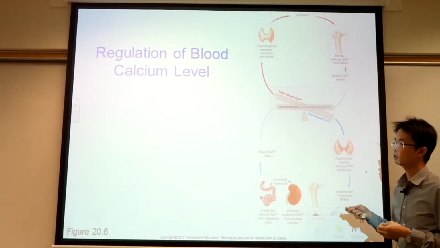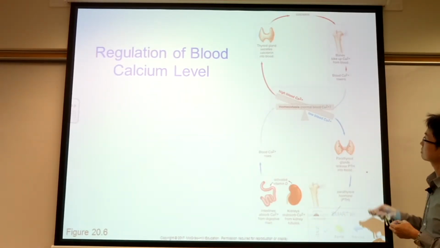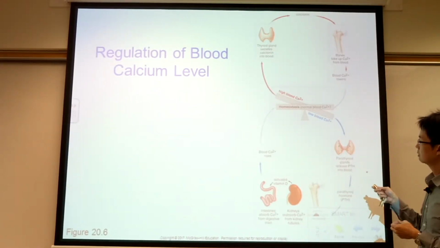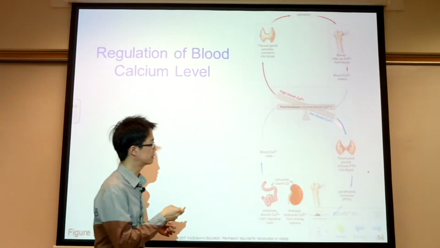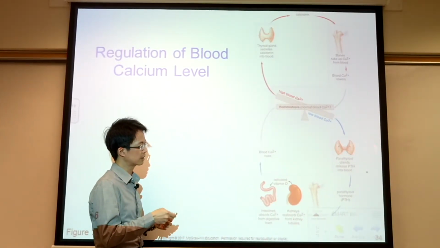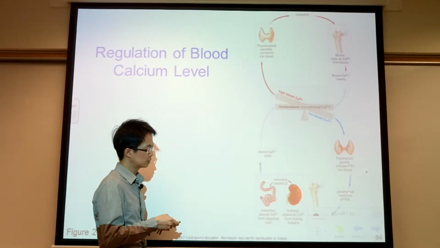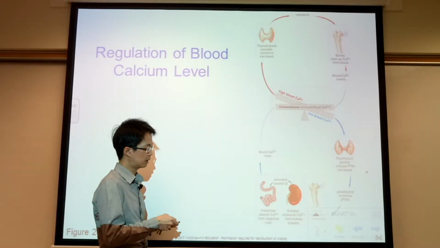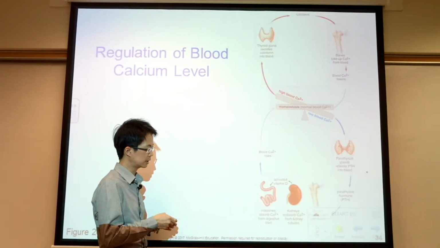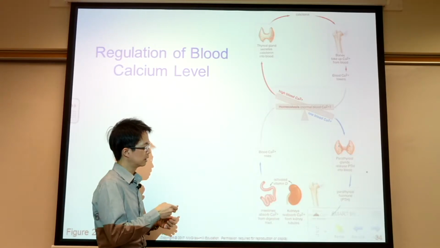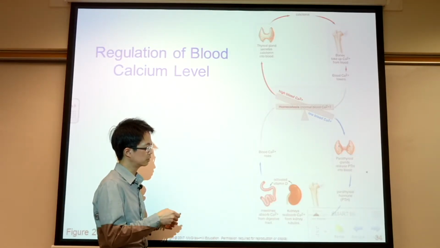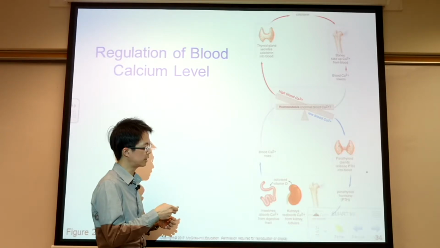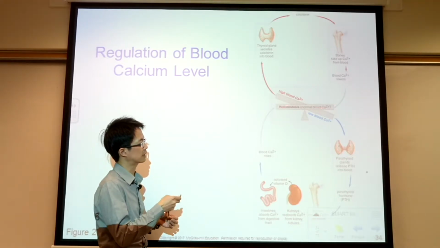So this is the homeostatic cycle. When we have low blood calcium level, then the parathyroid gland will release PTH and the PTH will tell the bone to release more calcium, dissolving the bone, and also tell the kidney to activate more vitamin D so that the GI tract can absorb more calcium. So these two function in conjunction, hopefully raising the calcium level back to the homeostatic level.